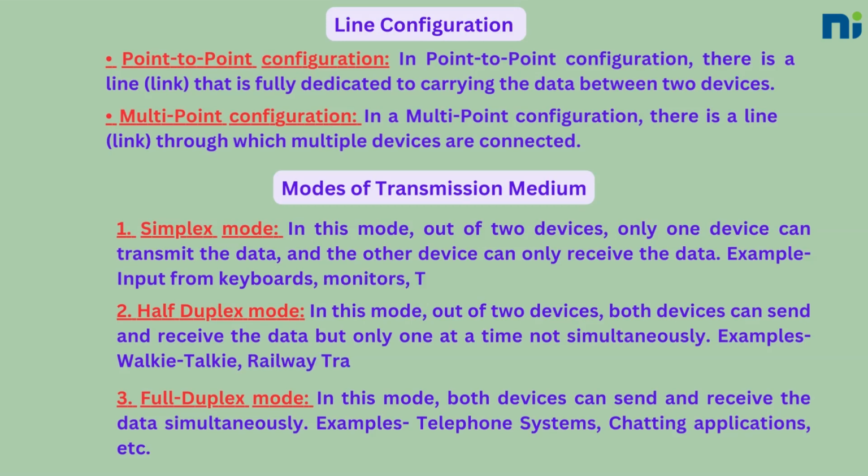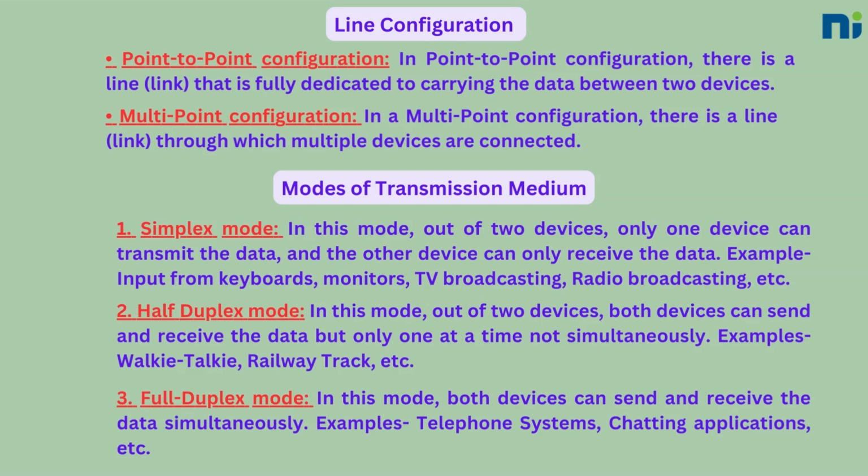Modes of transmission medium. 1. Simplex mode. In this mode, out of 2 devices, only one device can transmit the data, and the other device can only receive the data. Examples: input from keyboards, monitors, TV broadcasting, radio broadcasting, etc.